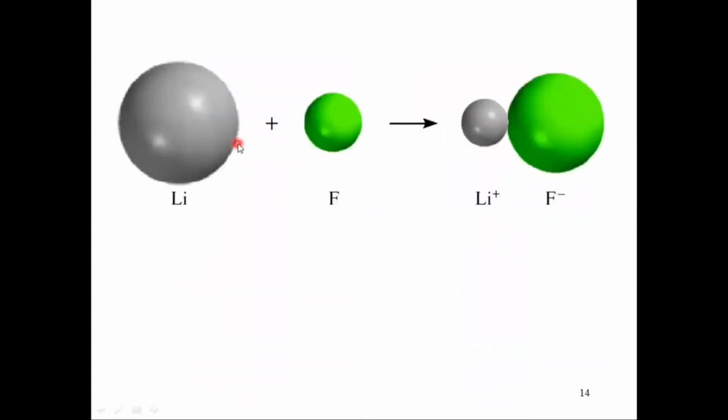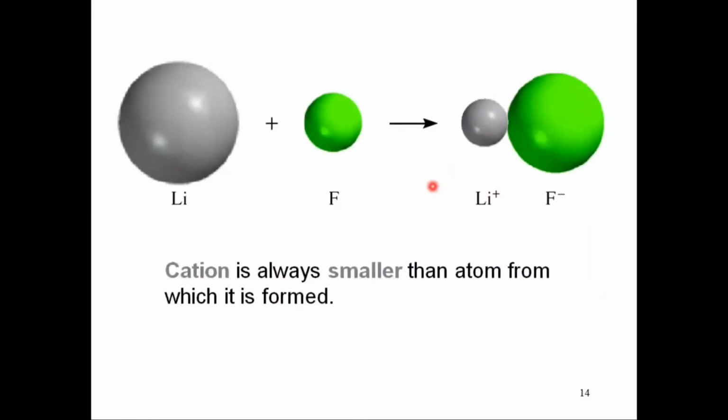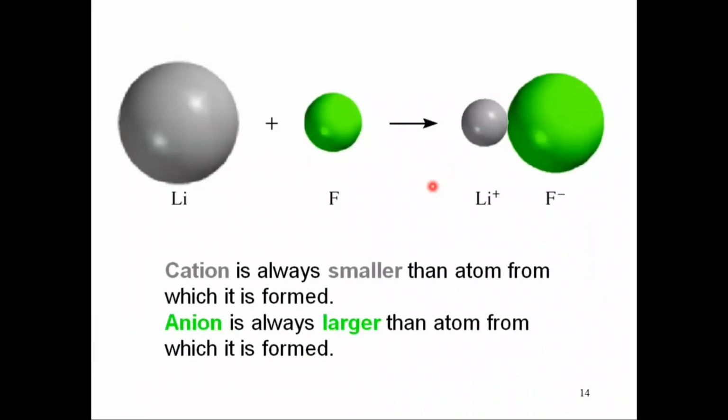You can say this is the size of the lithium and this is the size of the fluorine, and after losing an electron, a cation is always smaller than the atom from which it is formed. An anion is always larger than the atom from which it is formed. Greater the positive charge, smaller will be the size. For example, lithium positive and consider magnesium 2 positive. Magnesium 2 positive has smaller size than lithium positive because 2 electrons are removed.